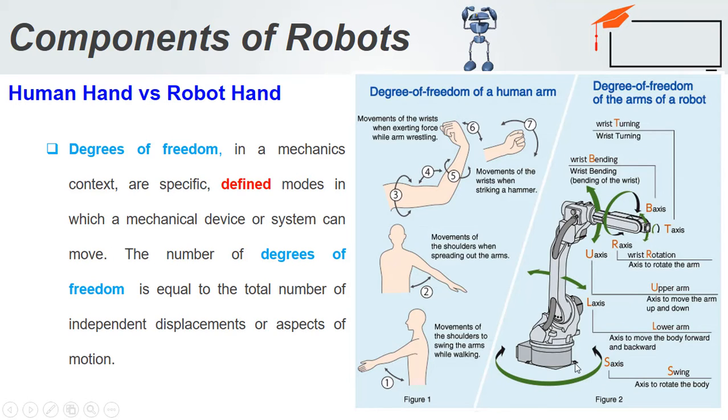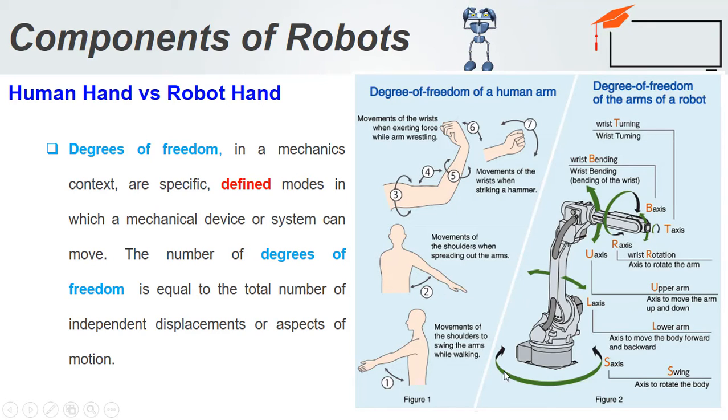Okay, so the number of degrees of freedom is equal to the total number of independent movements produced by these rotary actuators, such as industrial servo motors. Degrees of freedom is generally defined in a mechanics context, where mechanics means producing force and motion. So the mechanical system or device produces a defined or specific mode of motion.